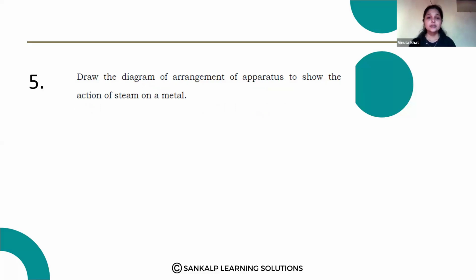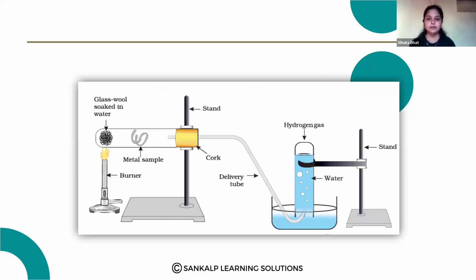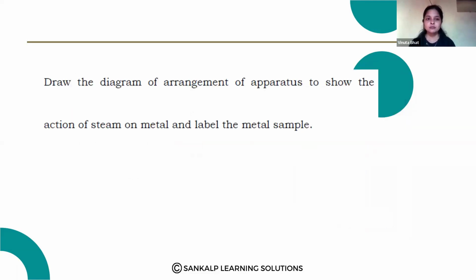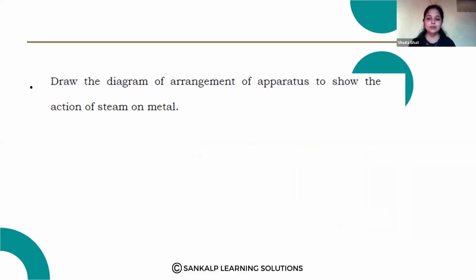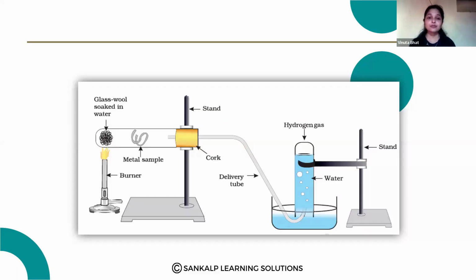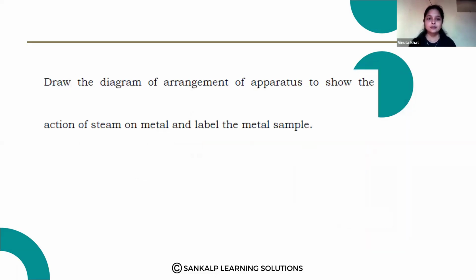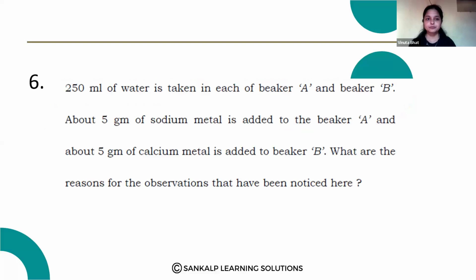Next question. Draw the diagram of the arrangement of apparatus to show the action of steam on the metal. That is the same question we have solved before. This diagram is very important and a most repeated question. Here also the same question: draw the diagram of the arrangement of apparatus to show the action of steam on the metal and label the metal sample. I kept this question again to show how many times it is repeated. If you refer to old question papers, it is repeated in three to four of them.